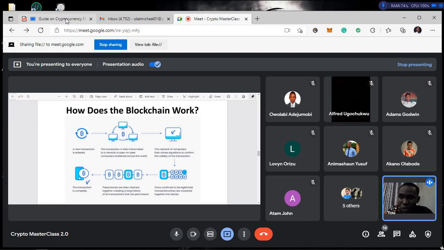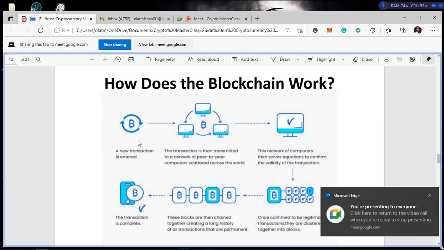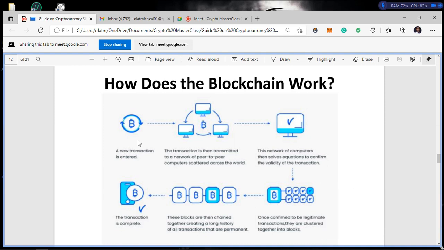How does the blockchain work? So now let's know how the blockchain works. The first thing is that a new transaction is entered. That is when you initiate a new transaction. The transaction is then transmitted to a network of peer-to-peer computers scattered across the network. This network of computers then solves equations to confirm the validity of the transaction. That is when the miners and the validators come in.